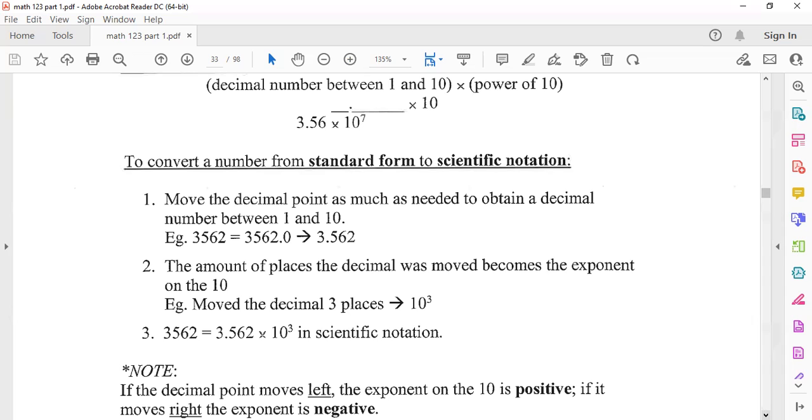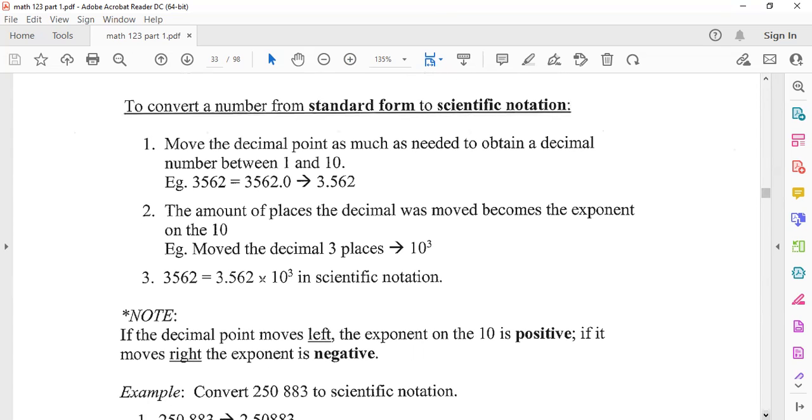So if I had 3,562, I would want to place the decimal. Remember, the decimal is at the very end of the number, because that would be the same as 3,562.0. You don't have to add the 0, I'm just trying to show you that that's where the decimal place is. Then we would need to change that to 3.562, or 3 and 562 thousandths. How many places did we have to move it? We moved it 3 places. To make that number equivalent to the original number in standard form, we would need to multiply it by 10 three times. Each time moves the decimal 1 place to the right. So that would be 3.562 times 10 to the third power in scientific notation.